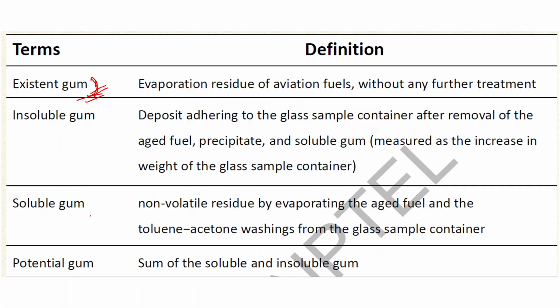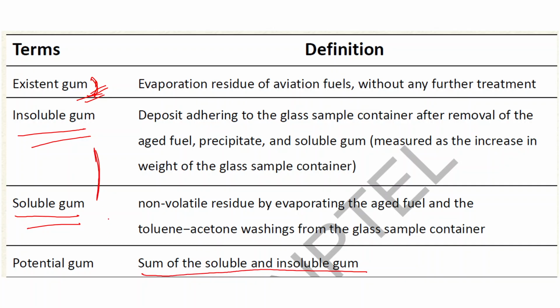The amount of gum which dissolves in the solvent is called the soluble gum, and that which remains without dissolving is called the insoluble gum. And the potential gum is basically the sum of the soluble and insoluble gum.